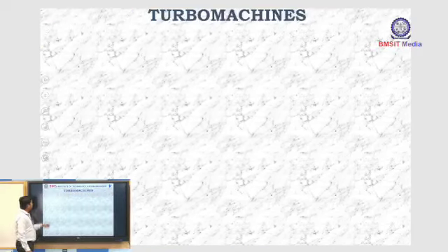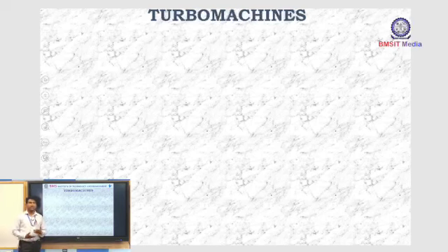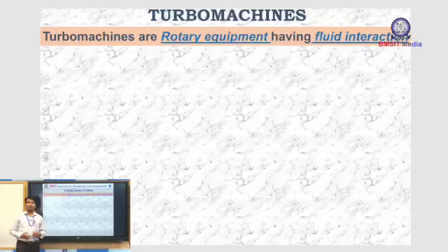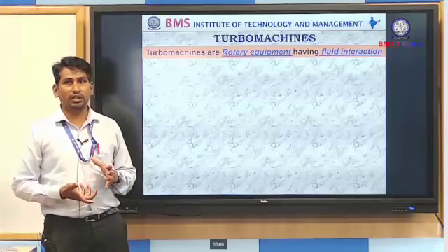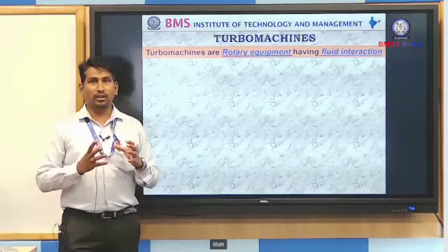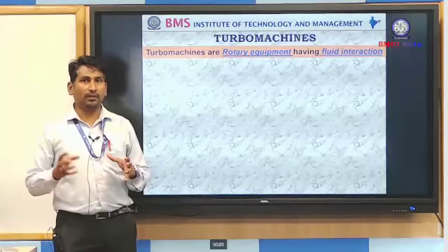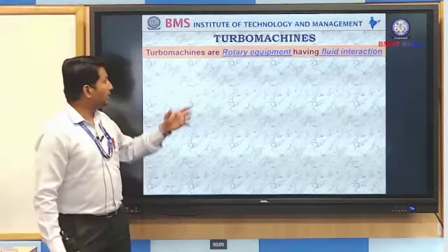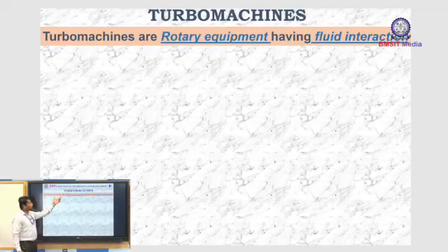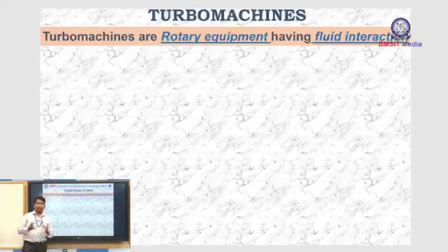Then we'll go with turbo machines. What exactly are turbo machines? A turbo machine is a machine or a device which is in the form of rotary motion. Any rotary equipment, wherever we see, is considered a turbo machine, provided it has interaction with the fluid. So in short, turbo machines are rotary equipment having fluid interaction with it. Wherever we see rotary equipment having fluid interaction, it is considered a turbo machine.